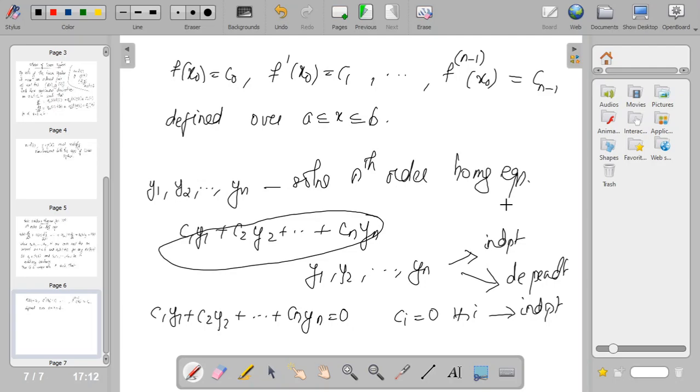For non-homogeneous, there you will have the particular solution also. So for a homogeneous equation, if you have the solutions y1, y2, ..., yn, and if they are linearly independent, then the general solution will be of the form c1 y1 plus c2 y2 plus ... plus cn yn. Now for the linear system of equations, we will see the analogous result.